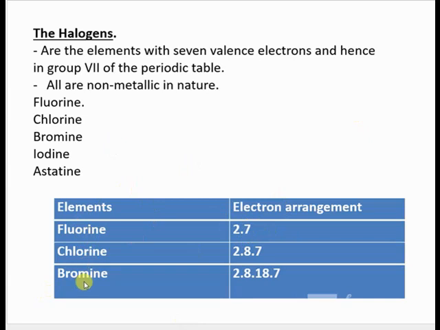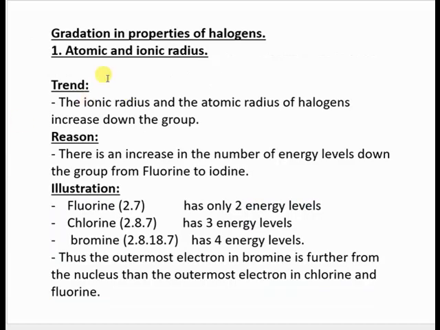Fluorine, chlorine, bromine, and then we go to iodine. So they are all non-metals. So we want to look at the atomic radius and the ionic radius down the group. What happens? Atomic radius and ionic radius. The ionic radius and the atomic radius of halogens increase down the group.